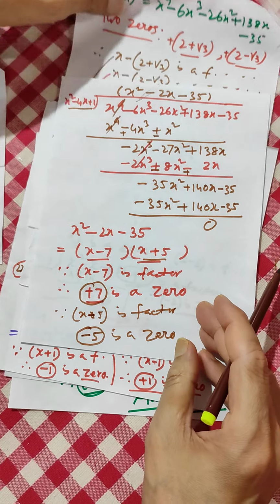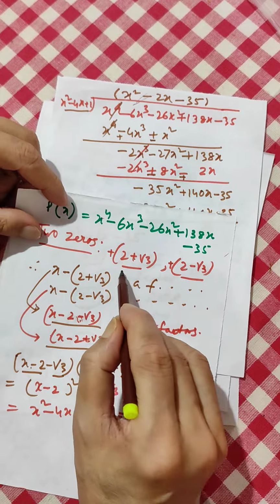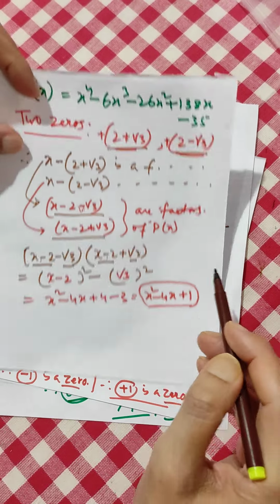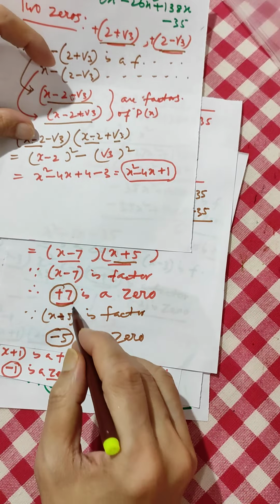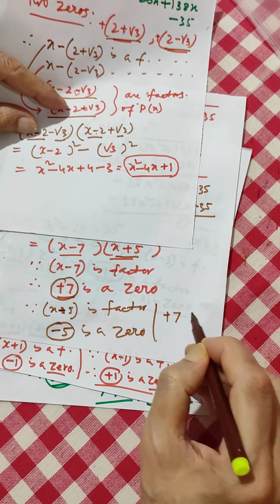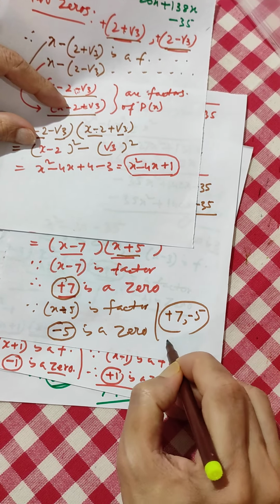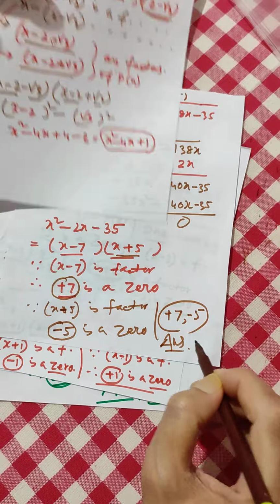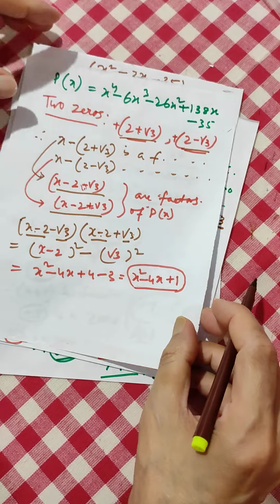Previously we were given these two zeros. Now we are asked to find the other two zeros, so we got this one, plus 7 and minus 5. So that is the answer. Plus 7 and minus 5 are the other two roots. This is how you have to solve.